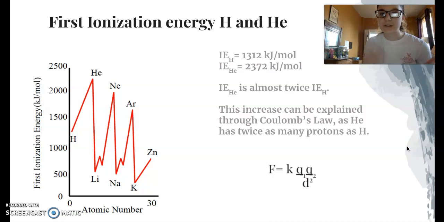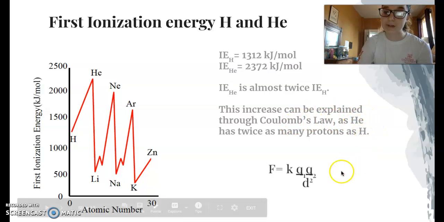So if we look at hydrogen and helium, the ionization energy of hydrogen is 1,312 kilojoules per mole. That's how many kilojoules it takes for the ionization energy of 1 mole, versus helium, which is 2,372 kilojoules per mole. So helium is almost twice the ionization energy of hydrogen, and this can be explained because of Coulomb's law, because helium has twice as many protons as hydrogen.